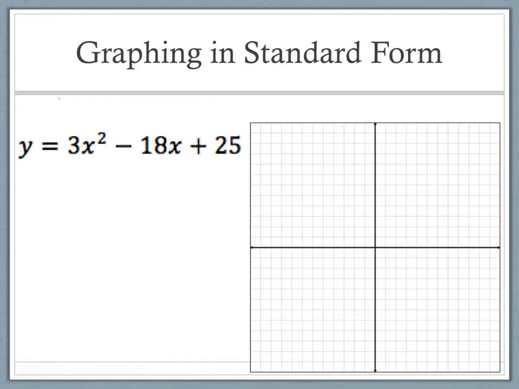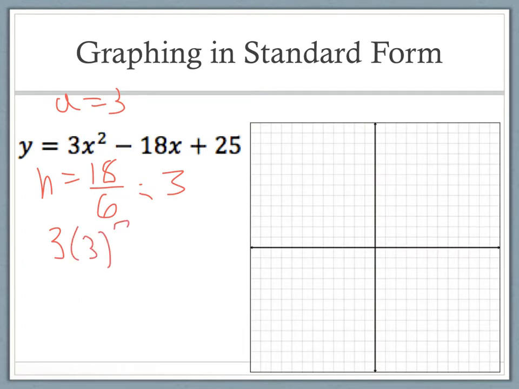It's in standard form, so I need to convert it to vertex form. I know my a is 3. So let's find our h. We do the opposite of negative 18, which is positive 18, over 2 times 3, which is 6. We reduce that, that's just 3. Now I'm going to plug that back in. So I have 3 times 3 squared minus 18 times 3 plus 25. When I do that, I get negative 2. Make sure that you do that in your calculator as well so that you're typing in the right things. So that's going to be our k value.